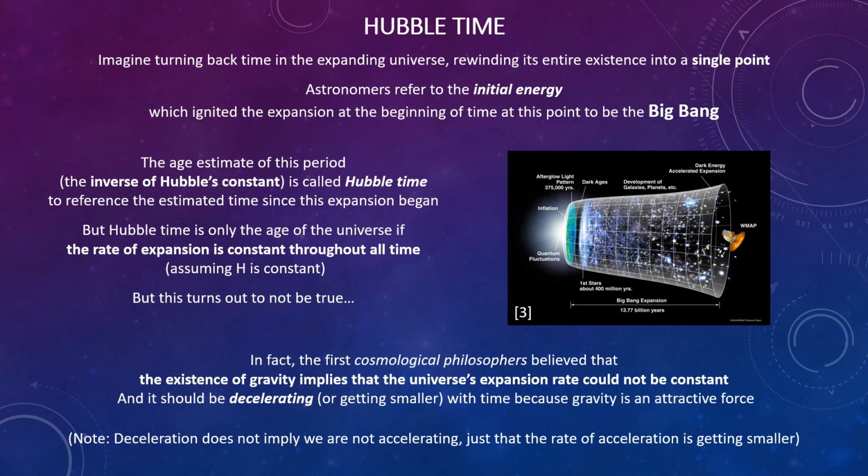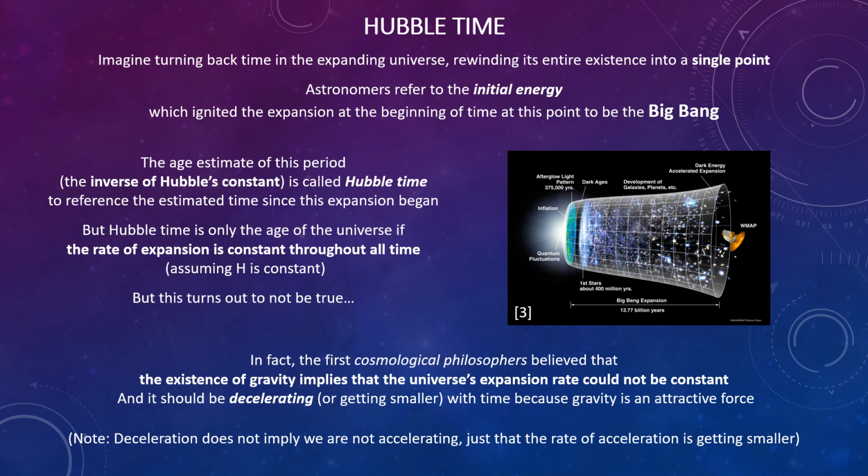So this age estimate for this period, which is the inverse of the Hubble constant, is what we call the Hubble time. And this references the estimated amount of time since that expansion began. But Hubble time is only the age of the universe if the rate of expansion is constant throughout time, and that assumes that the Hubble constant is indeed constant. But this turns out to not be true. The Hubble constant actually varies with time, so it's not truly a constant.